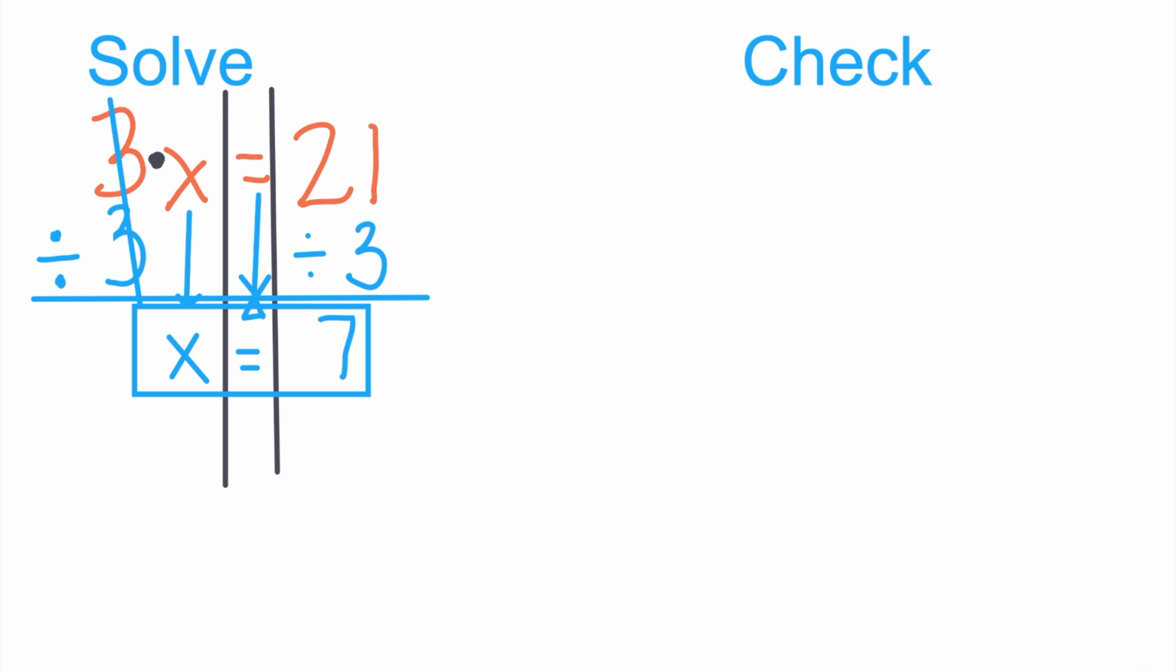So I'm just going to write down the exact same equation, and that's going to be 3x equals 21. And then now wherever I see x, remember that our solution is right here, x equals 7. So now wherever I see x, I'm going to put 7, but remember 3x means 3 times x. And I like to put a little dot there to indicate that.